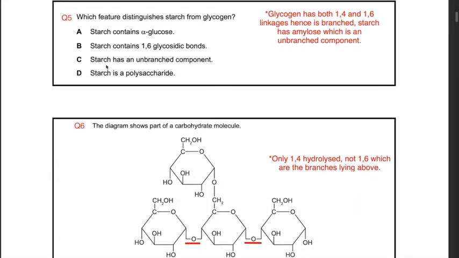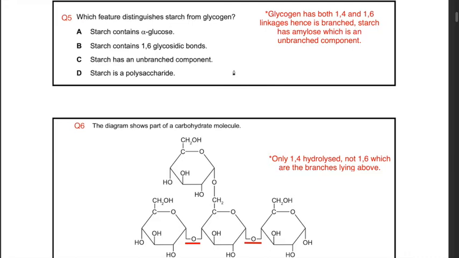Question 5. Which feature distinguishes starch from glycogen? A. Starch contains alpha glucose. B. Starch contains 1,6 glycosidic bonds. C. Starch has an unbranched component. D. Starch is a polysaccharide. Both glycogen and starch are polysaccharides, therefore D is incorrect. C. Starch has an unbranched component.